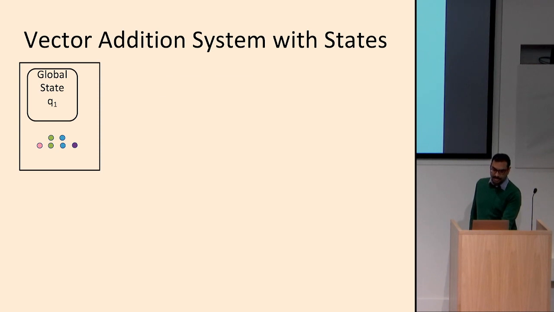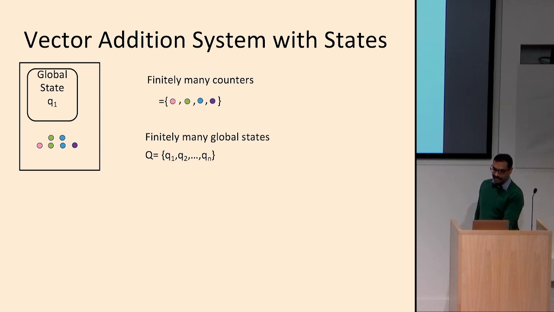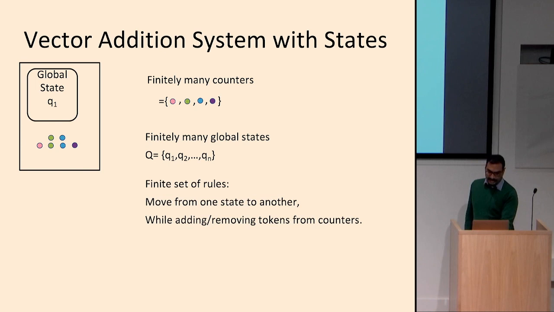You can think of this as a model where you have finitely many counters. Here there are 4 of them. And there are finitely many global states, here Q1 through Qn. And there's some finite set of rules which says you can move from some state to some other state while removing tokens from the counters.